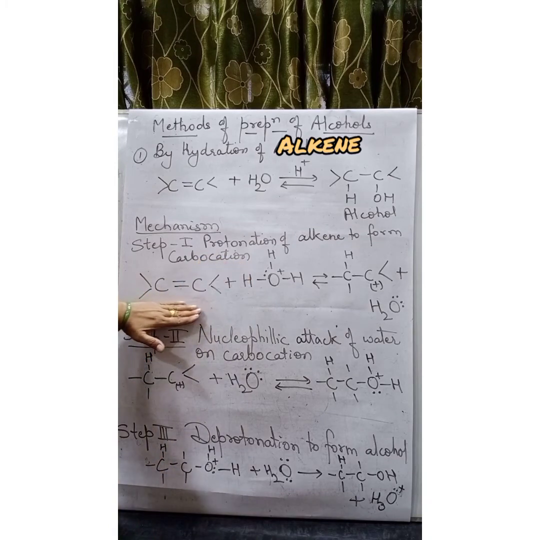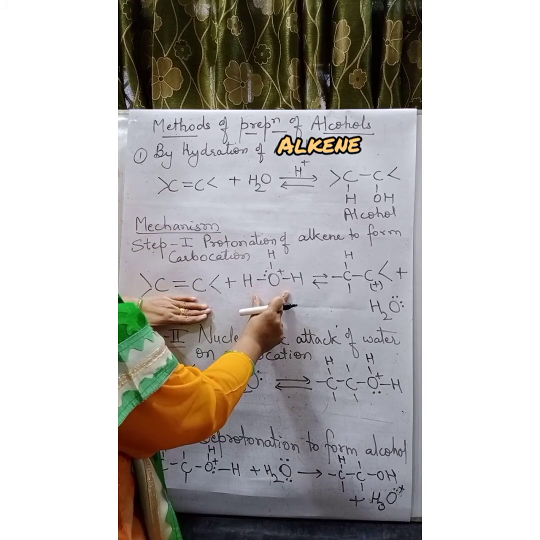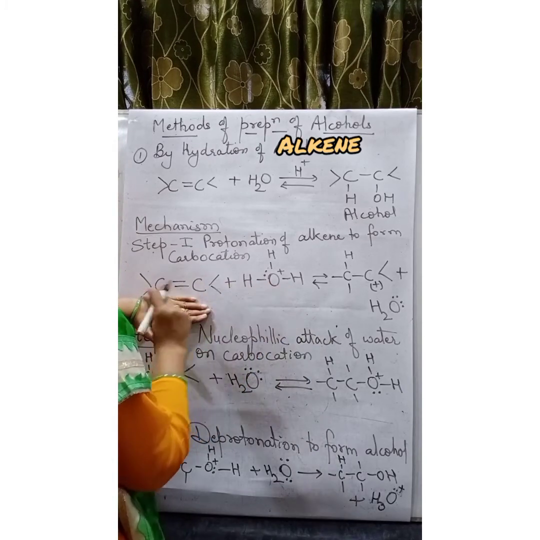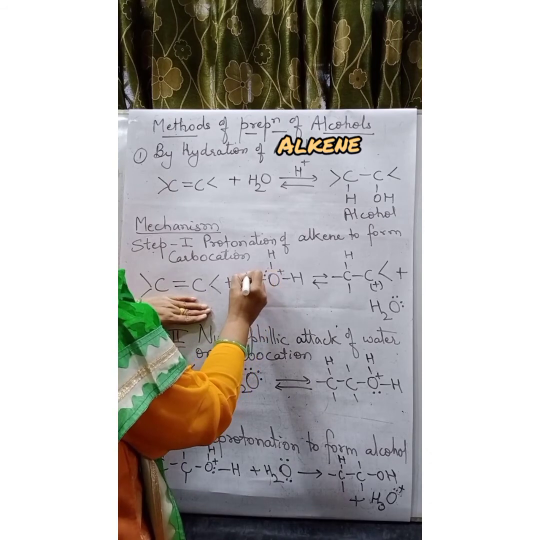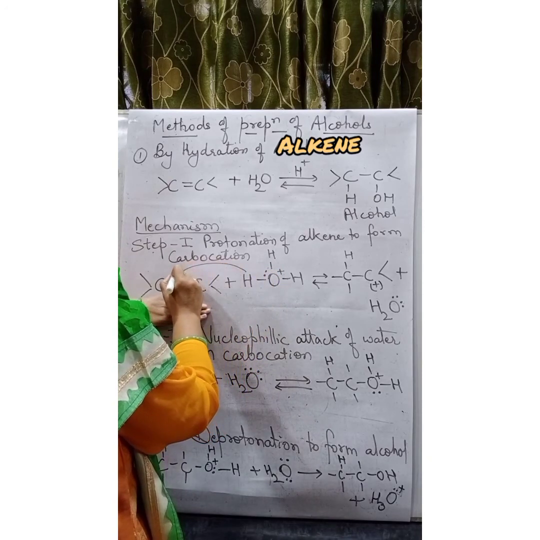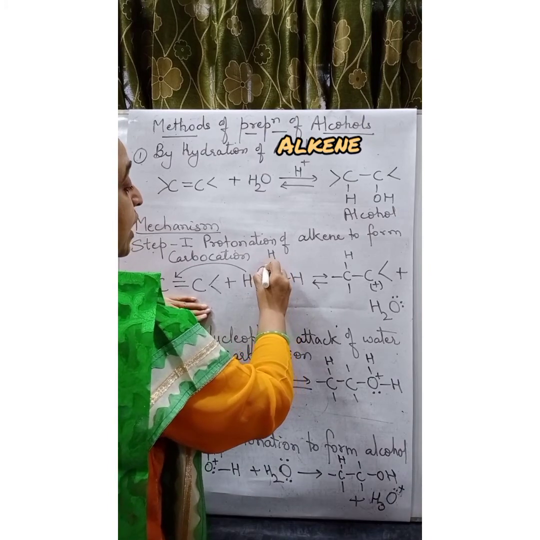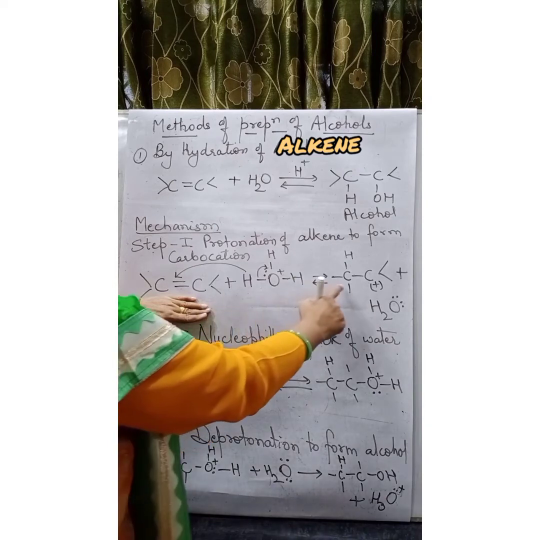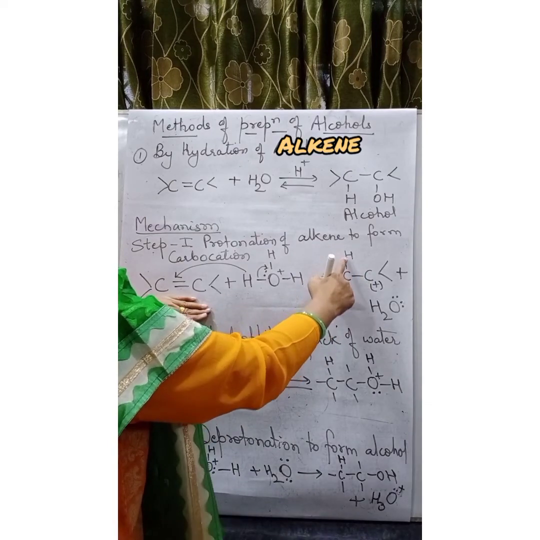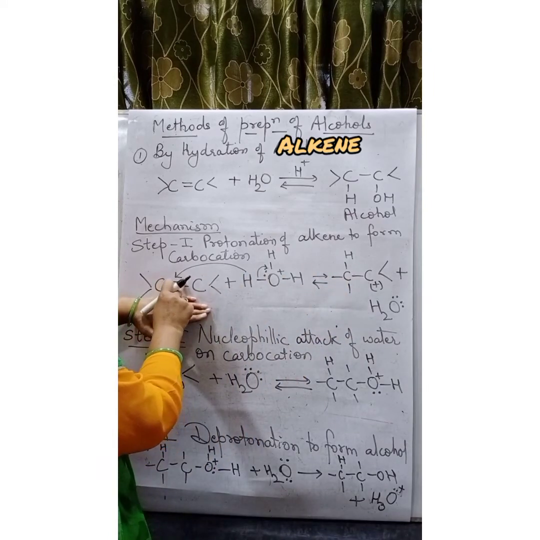Now this is our alkene, a hydronium ion attacks this. Now what happens? How it is going to attack? This H plus is going to attack the carbon. This shared pair will move on to oxygen. So this hydrogen comes and attaches with this carbon, and this electron is used up.